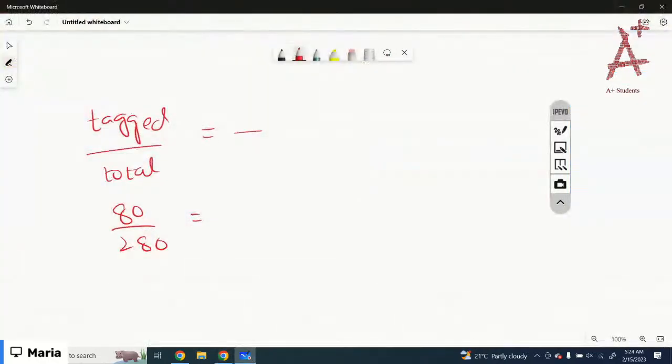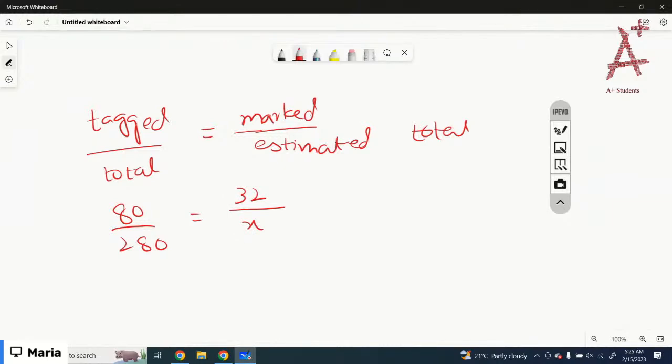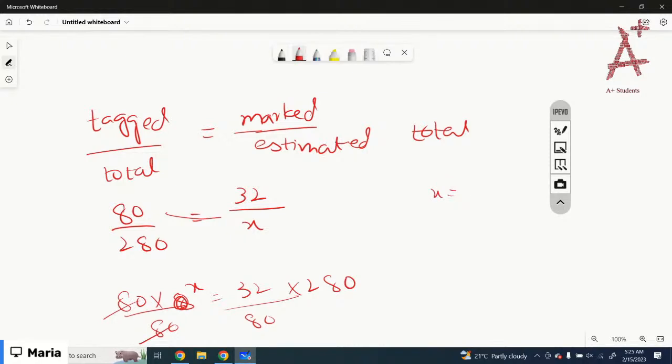Okay, now the marked are 32 and you have to calculate the estimated total. Okay, now 32 are marked, you have to calculate this value. Got it? So just do cross multiplication: you have to do 80 times x and 32 times 280. Okay, you have to divide both sides by 80. Got it? Because you have to calculate the value of x only. So 80 and 80 cancel out. You are left with x only, and you have to do 32 times 280 divided by 80. Got it? You can just use the calculator.